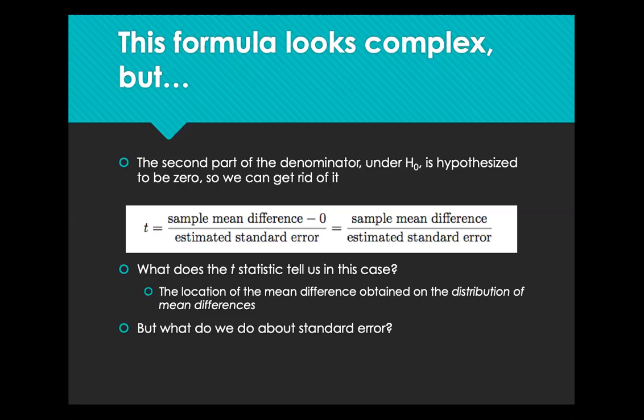And so the t-statistic formula becomes just the sample mean difference divided by the estimated standard error. In this case, the location of the mean difference obtained on the distribution of mean differences is what the t-statistic is. And what do we do about standard error?